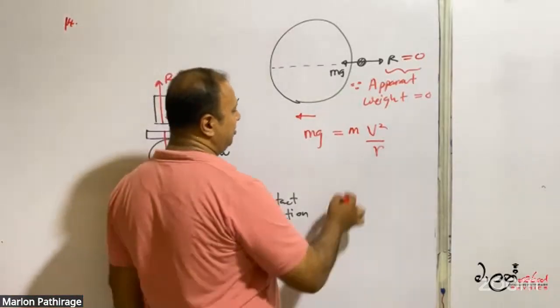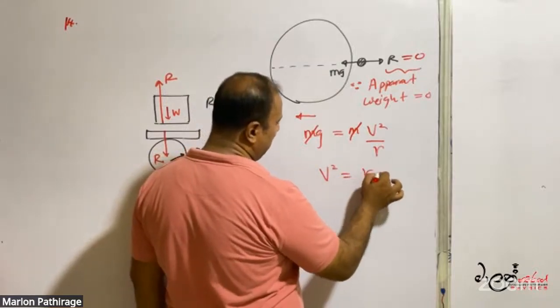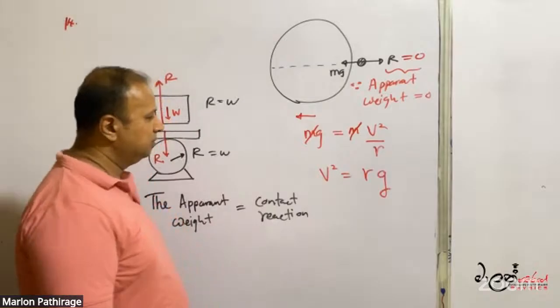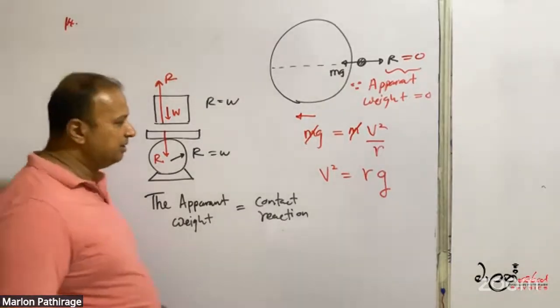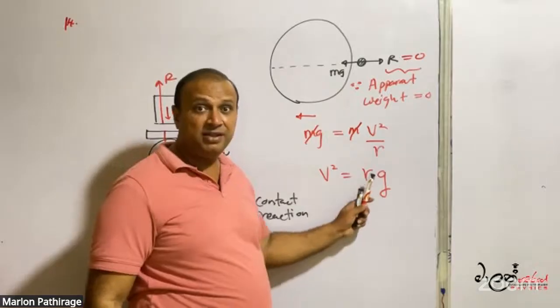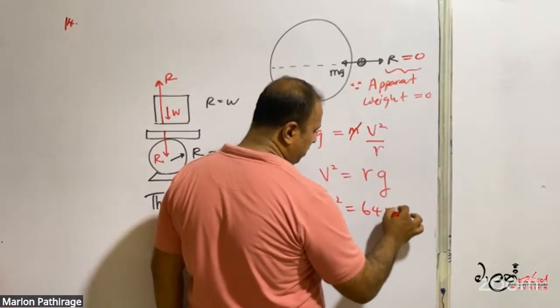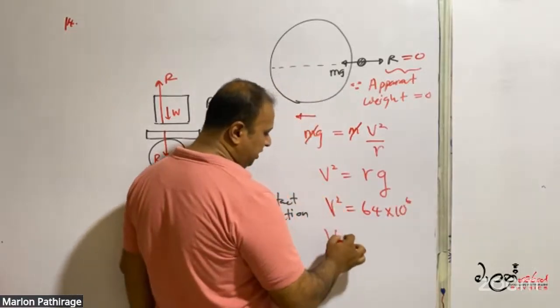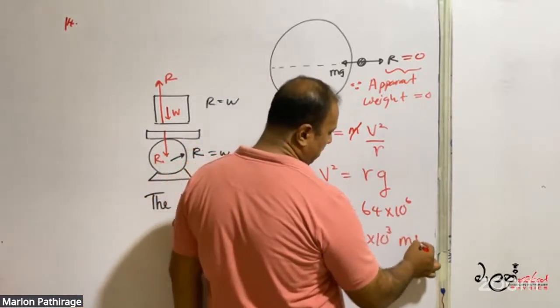Therefore, m can cancel now. V squared is equal to rg. Now the radius is equal to the radius of the earth, that is 6.4 into 10 to the power 6. 6.4 into 10 to the power 6, into 10 means 64 into 10 to the power 6. That means V is equal to 8 into 10 to the power 3 m per second.